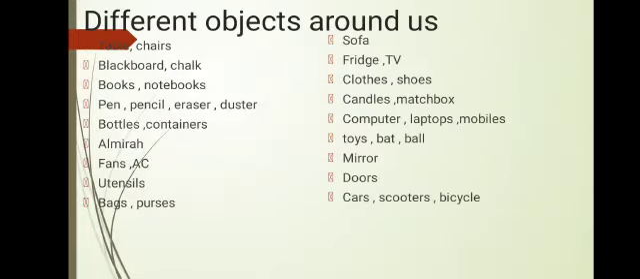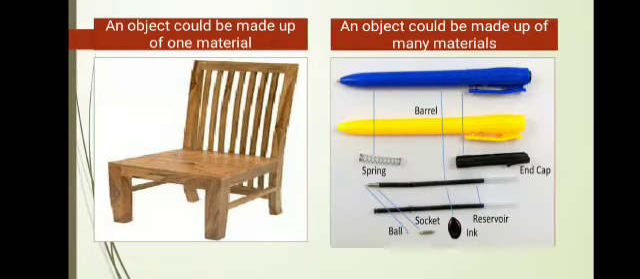There are many different objects around us, like table, chair, sofa, fridge, TV, pencil, eraser, duster, computer, laptops, mobile, door, utensils, fan, AC, car, scooter, bicycle, clothes and many more. So, by this example, we can say that an object can be made up of only one material, or an object could be made up of many materials.